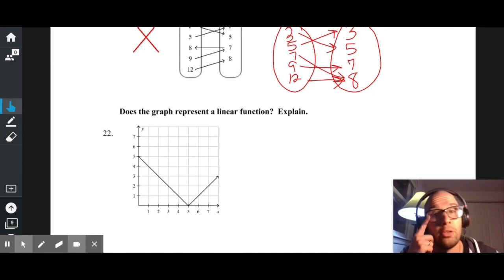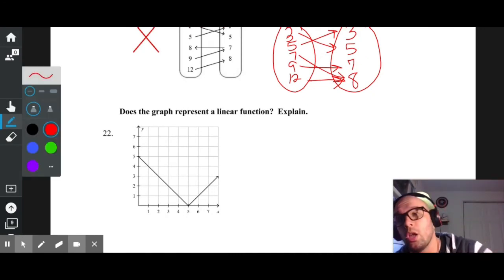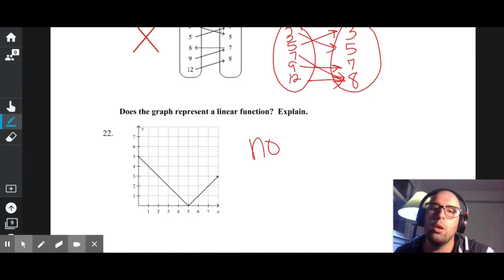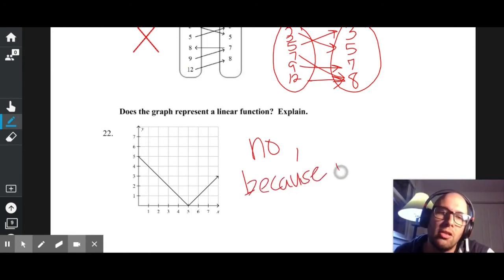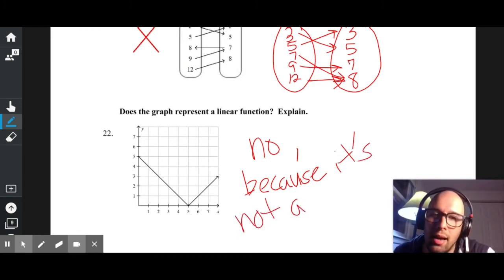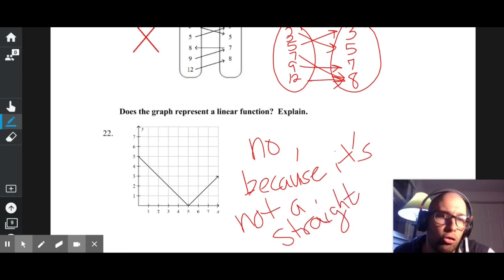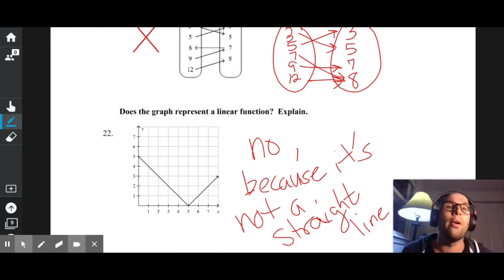Does the graph represent a linear function? No. Why? Because it's not a straight line. And you might say, sir, you're wrong. It's actually 2 straight lines. I know that, but it's not a straight line. So therefore, thus, and therefore, it's not linear. So you wrong.